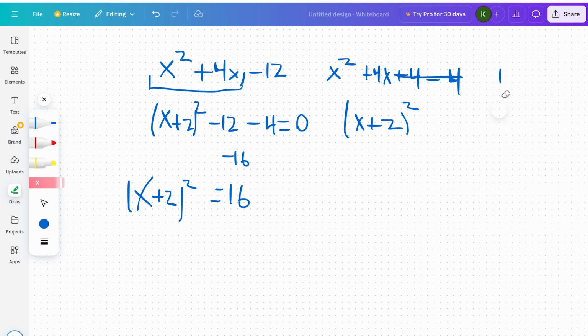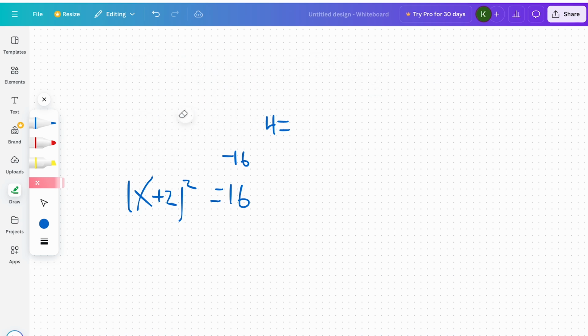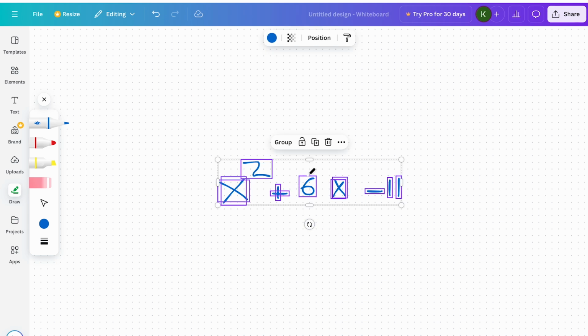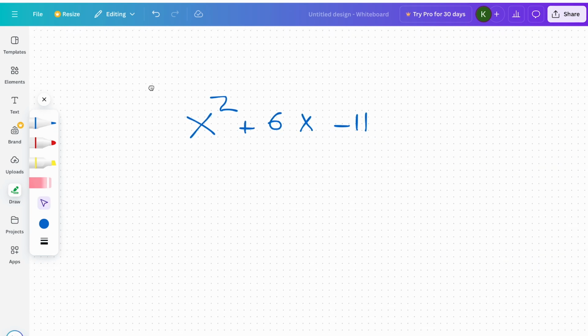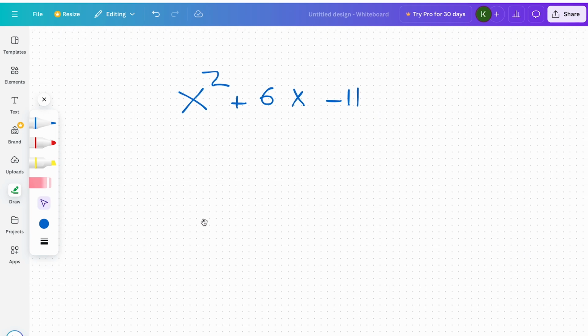Now we're going to go to a bit more challenging example where we can't just factor it out like we did when we checked our work. Here you're either forced to complete the square or you have to use the quadratic formula. If we look at this one, the only factors of negative 11 are 11 and 1. You can't use those to get positive 6.